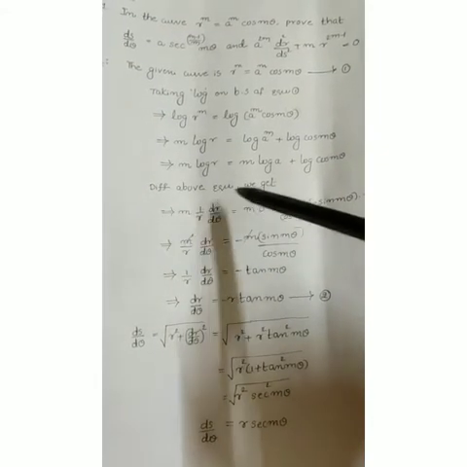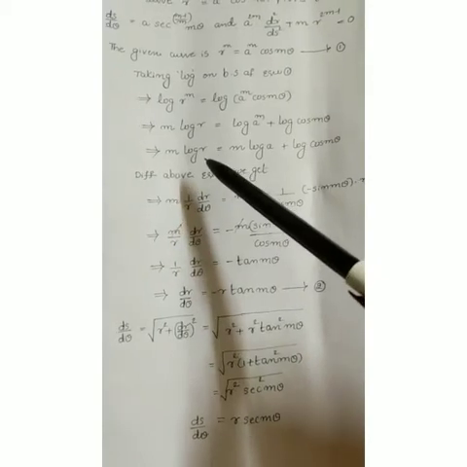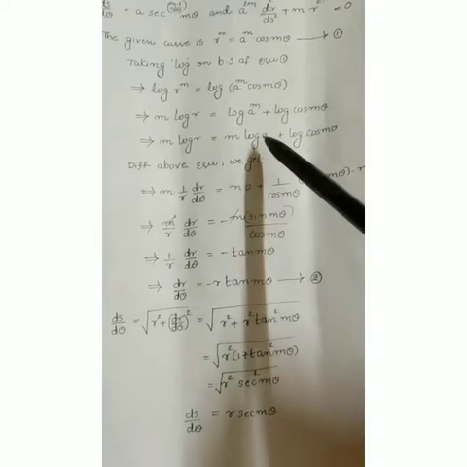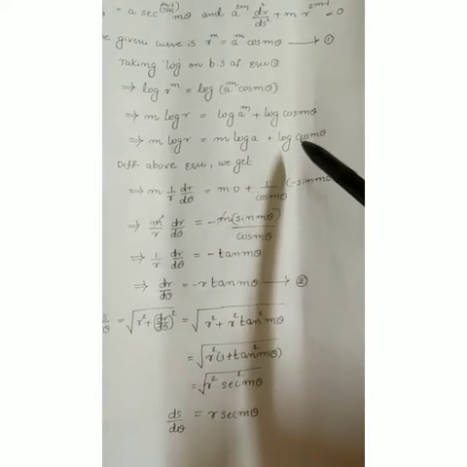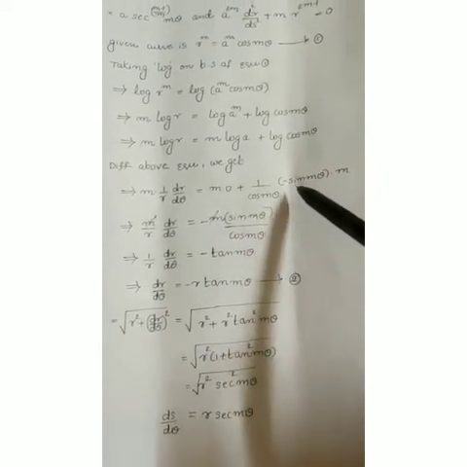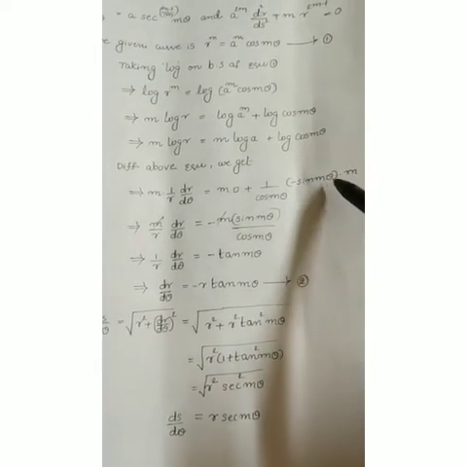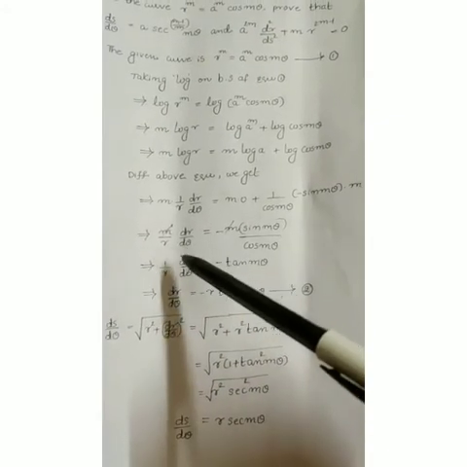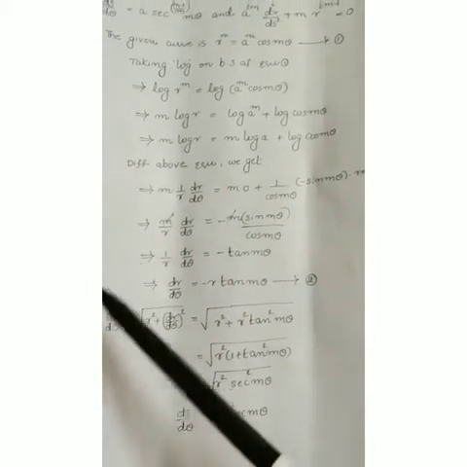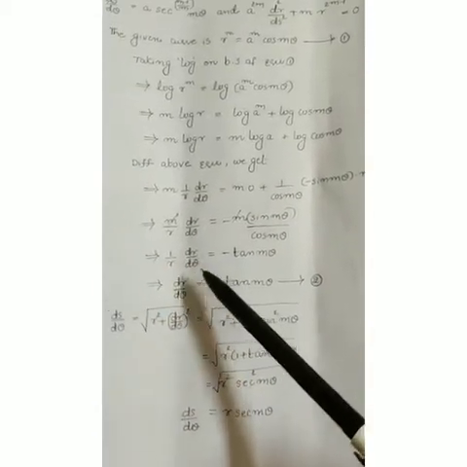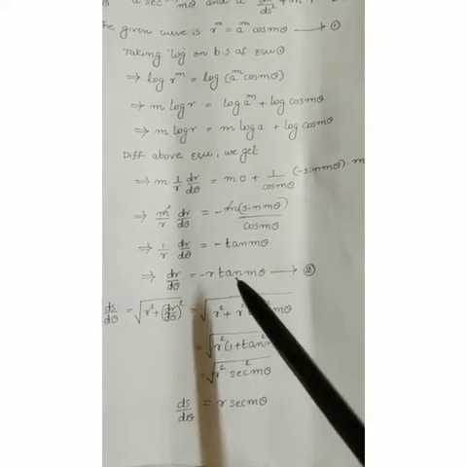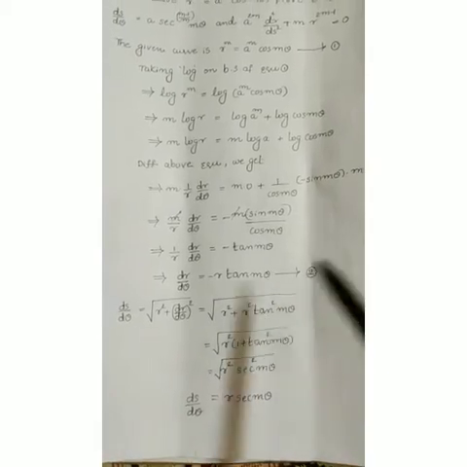Now differentiating the above equation we get m into 1 by r into dr by d theta equal to log a, a constant, whose derivative is 0, plus the derivative of log x, which is 1 by x, that is 1 by cos m theta. Again by differentiating cos m theta we get minus sin m theta into m. So m by r into dr by d theta equal to minus m into sin m theta by cos m theta. So 1 by r into dr by d theta equal to minus tan m theta, or dr by d theta equal to minus r into tan m theta. This is equation number 2.